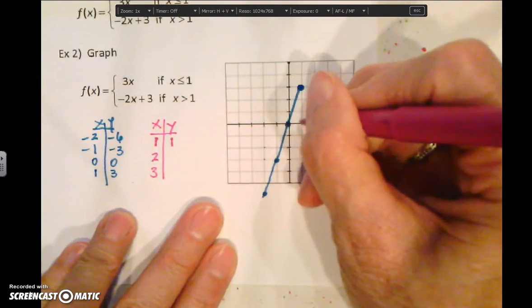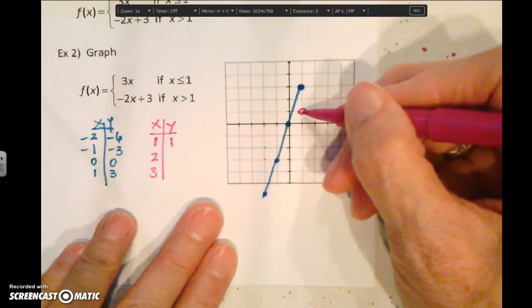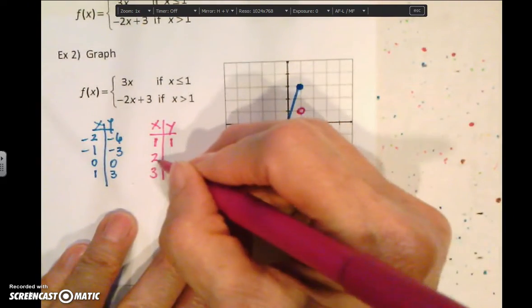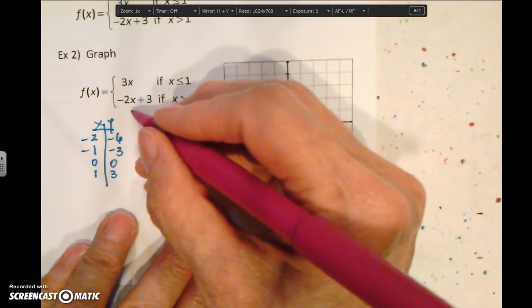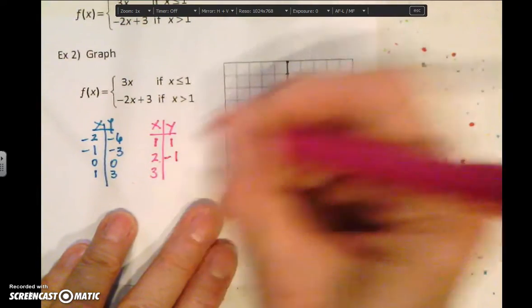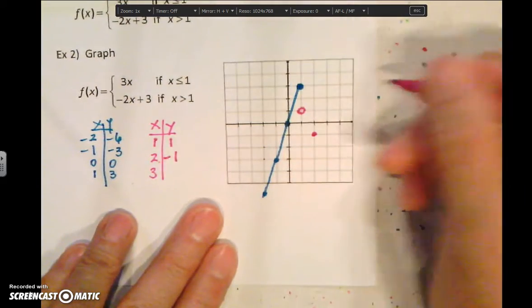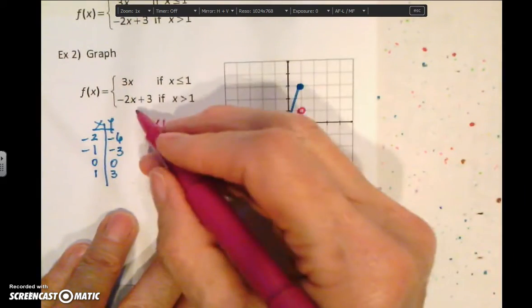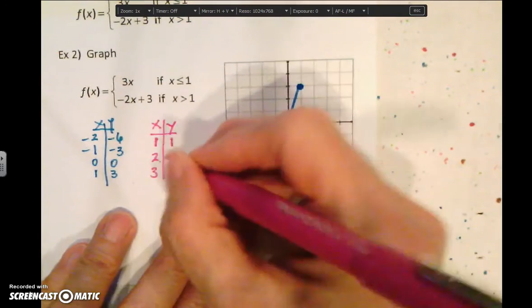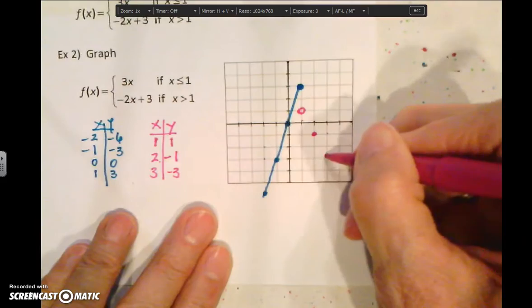I'm going to put an open dot on that 1, 1. So 1, 1, and I'm going to put an open dot because it starts here, but it's not equal to that. Then I'm going to plug a 2 in. It's going to give me negative 4 plus 3 is negative 1. So at 2, I get negative 1. And I put in a 3, so negative 6 plus 3 is negative 3. So I get 1, 2, 3, 1, 2, 3.